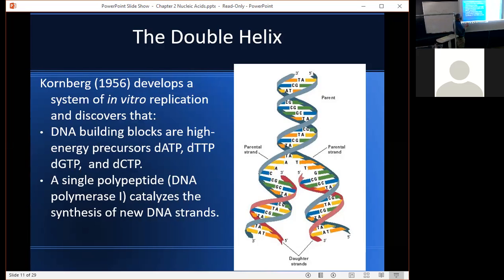Okay. So first of all, it says Kornberg develops a system of in vitro replication. What exactly does that mean? What is in vitro replication? How is it different than how replication occurs in organisms? Anybody know? Anybody from Zoom want to chime in on chat?